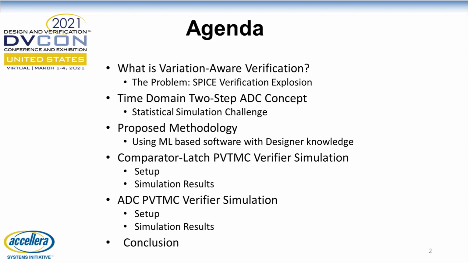This is our agenda. We will start with the problem statement. Why we need to do variation-aware verification now. We then talk about the design used for this study and the proposed methodology which uses machine learning approach. Then we discuss the two cases, a comparator latch and the ADC that use the proposed methodology, and finally conclusion.